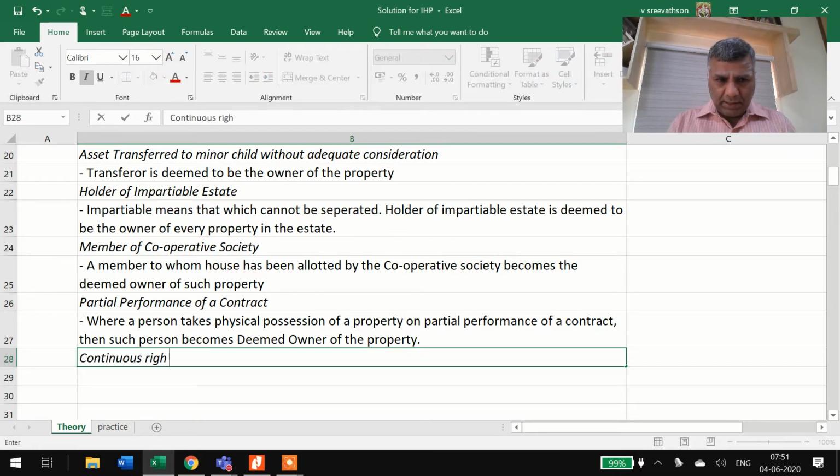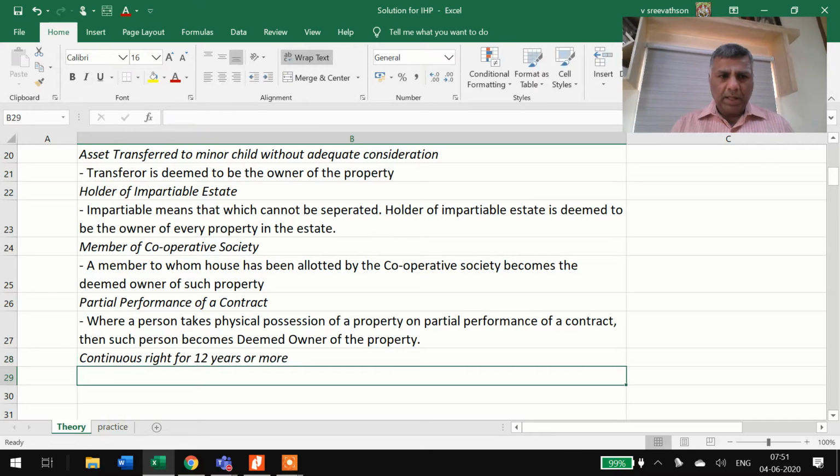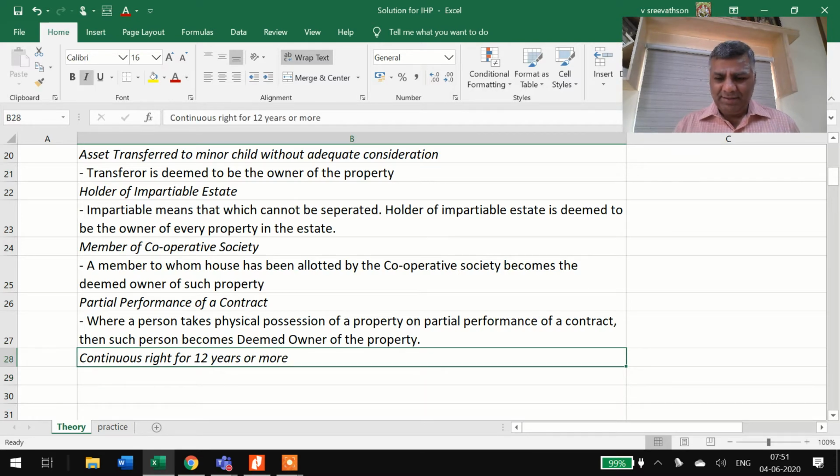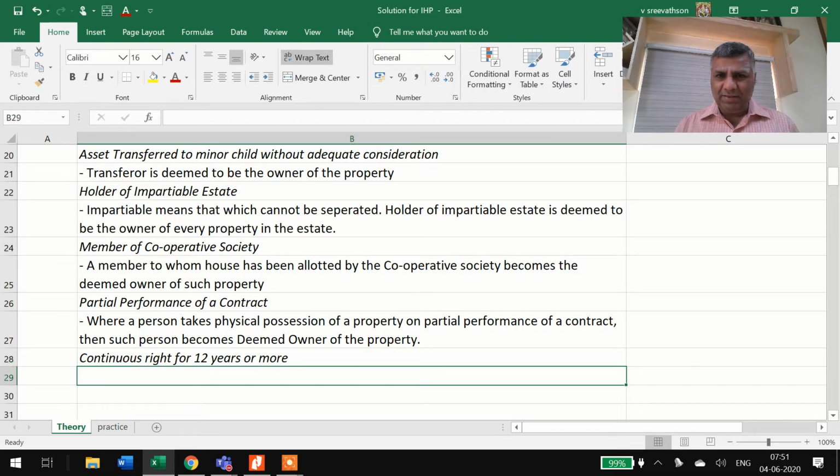Continuous right for 12 years or more. My dear friends, many people will ask you, why is this agreement drafted for 11 years, 3 years, very conservative people, 11 months? Because of this particular reason.